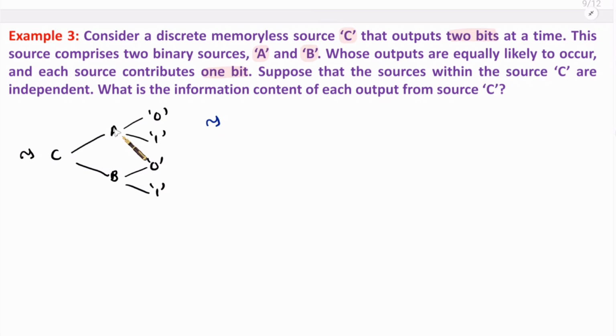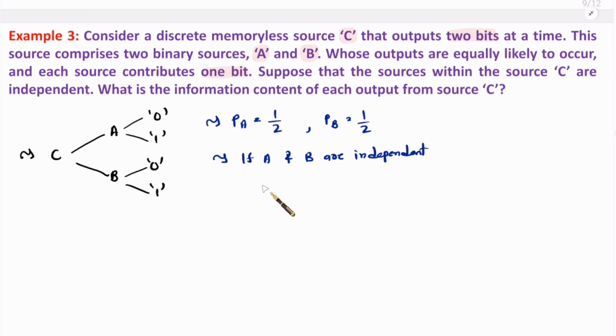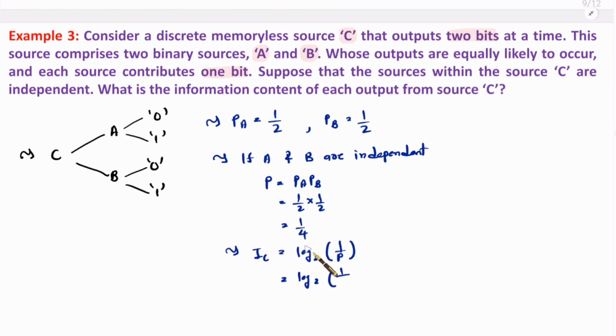See, in the first solution, we need to understand the probability of A. So the probability of A for binary is half, and the probability of B for binary is half. If A and B are independent, then the total probability P is PA times PB. So that is half times half, meaning 1 by 4. And for this probability, the information of C is log base 2 of 1 divided by P, right? If you substitute P as 1 by 4, then log base 2 of 4, this 4 goes in the numerator. So log base 2 of 4, that is 2 bits, right?